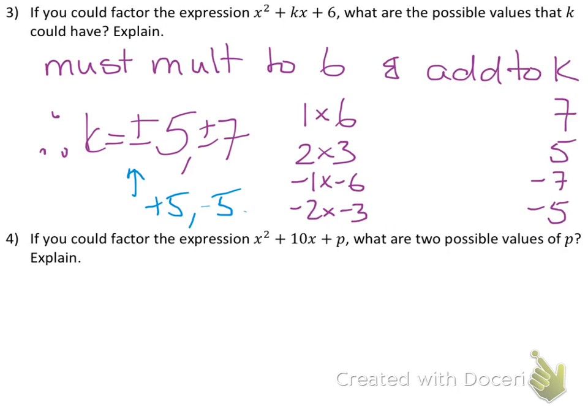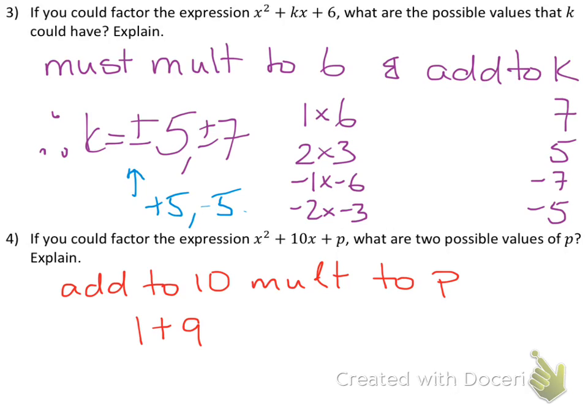Okay, so next one, if I could factor x squared plus 10x plus p, what are the two possible values of p? Well, they have to add to 10, multiply to p. So two things that add to 10 are 1 and 9. So that means that p could be 9 because 1 and 9 multiply to 9. Or they could be 2 and 8. Then p would be 16 because 2 times 8 is 16. They could also be 3 and 7 where p would be 21. 4 and 6, p would be 24. So there's a lot more of those.